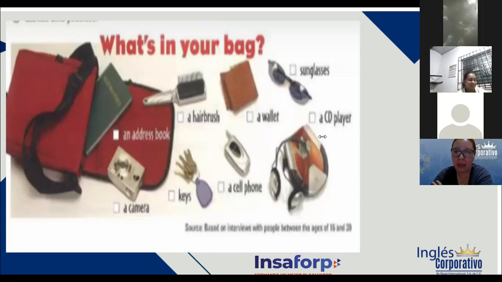No. Okay. I have a dictionary. I have a book. I have a pencil. Very good. Espero que ese diccionario sea español-inglés. Sí, Fátima. Ese es. Muy bien, muy bien. Todos tomando nota ahorita. Fátima Martínez, what's in your bag?